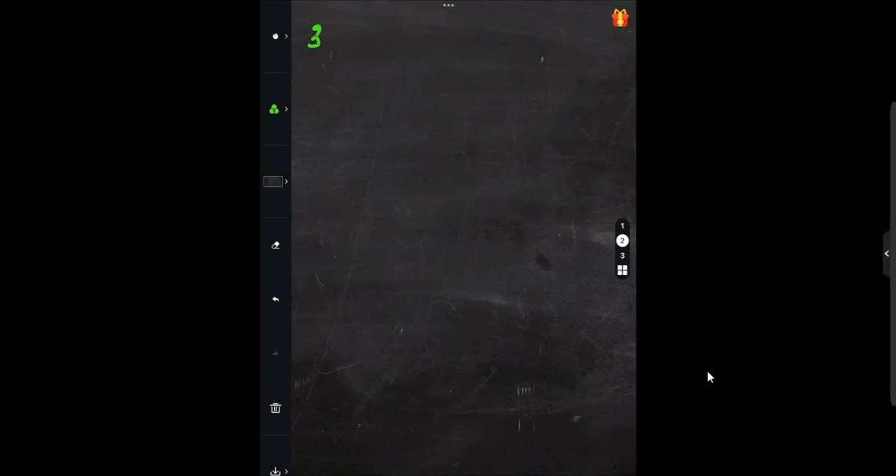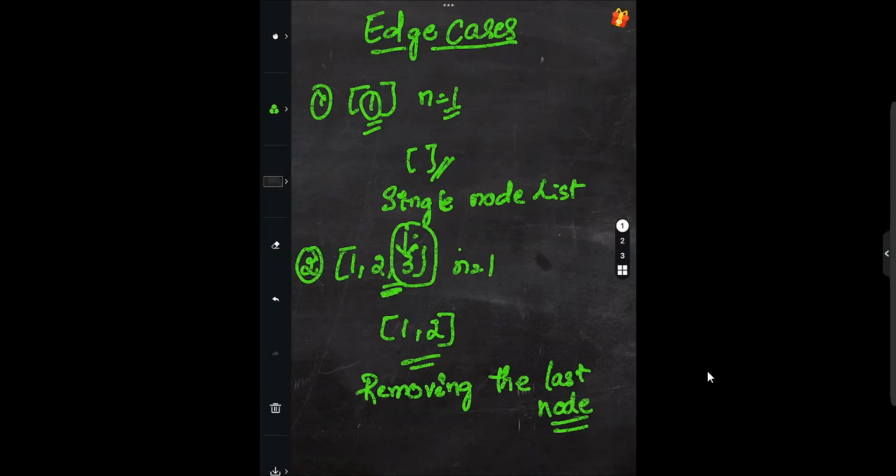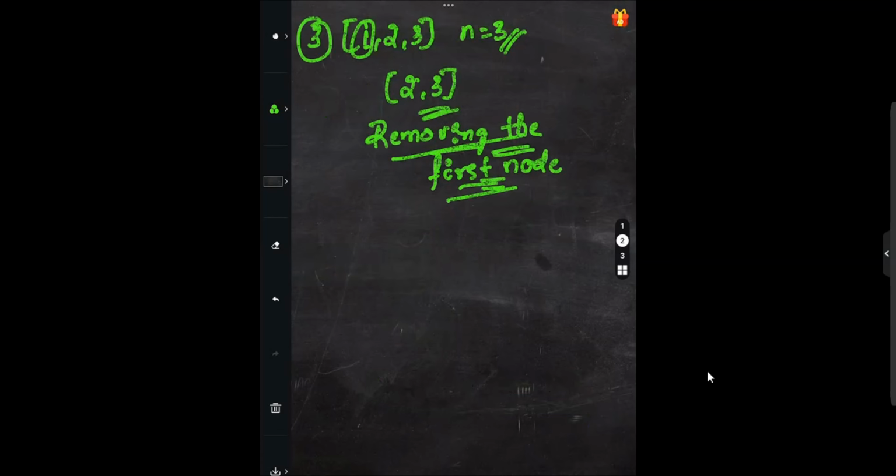Let's move on with the third and final edge case, removing the first node. Let me consider the input 1 2 3. N has to be 3 and we are removing the first element, 1 here. The output will be 2, 3, right? So this is for the condition of removing the first node. I hope these edge cases are clear. First one was for a single-node list, second one was for removing the last node, and the third one was for removing the first node. I hope all the edge cases are clear.